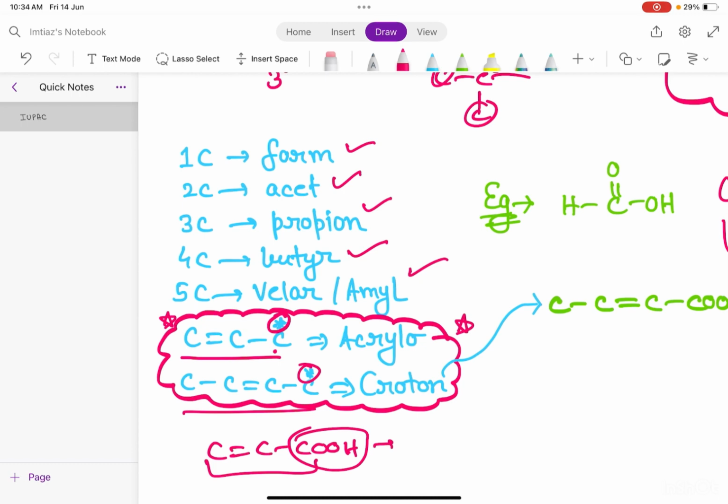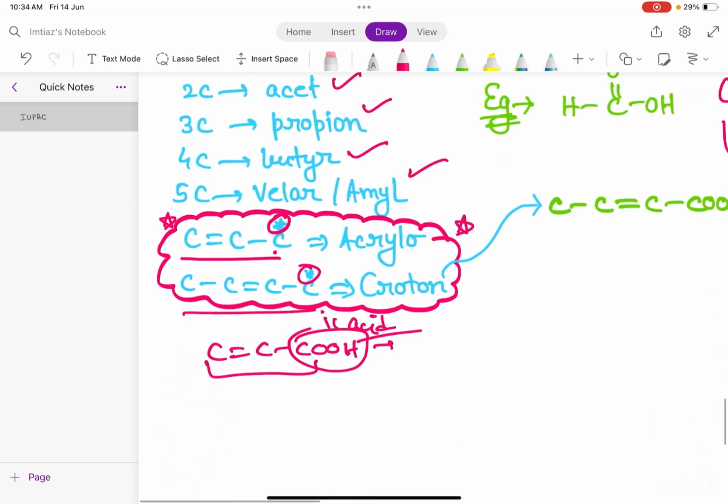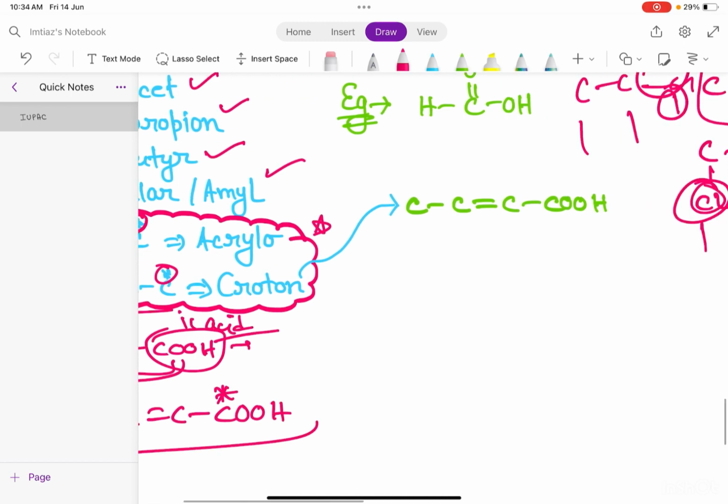Alright, ic acid. Carboxylic acid is known as ic acid in the common name. So this will be the situation, it will be acrylo. This star-marked carbon is the carbon of the functional group. Similarly for croton, this is the case of croton. Croton means this is a carboxylic acid, so crotonic acid. As you can see, this situation will be known as crotonic acid, because this is croton, the functional group, and this is ic acid. So crotonic acid.